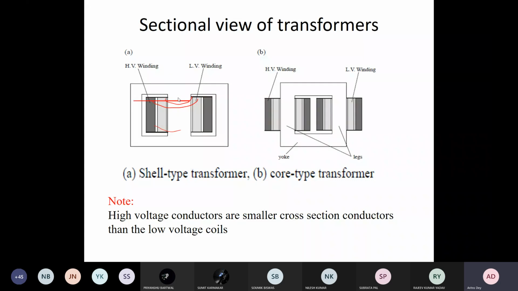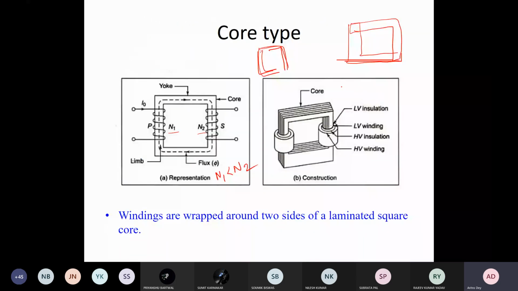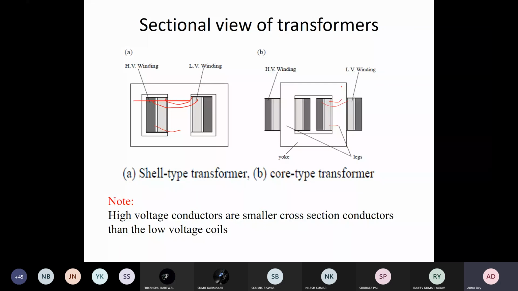Okay, so here this is a core type transformer where on the central limb you put LV and on top of it HV. So whatever is shown here, you are seeing the cross section view of this. The high voltage conductor has a smaller cross section than the low voltage coil. Why? Because on the low voltage side your current will be more for a fixed volt ampere. If voltage is less, your current is more, that means you need a higher cross section conductor. Whereas for the high voltage there will be a smaller cross section conductor than the low voltage coil.